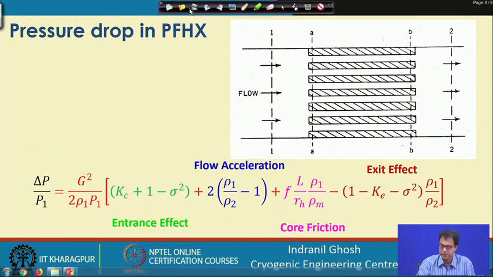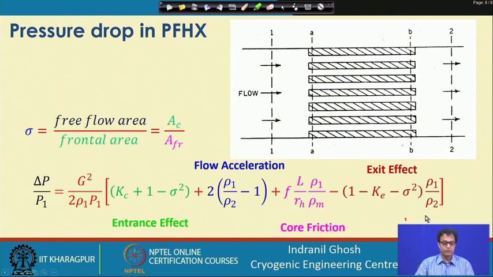Now we will look into this sigma, which, as we have told you, is the ratio between the free flow area and the frontal area, and we define it as A c by A frontal. Most of the time we have an idea about the frontal area of the heat exchanger, and sometimes it is specified. You will find that the sigma value will be given, and from there we may have to calculate the free flow area. Or sometimes we have the idea about the free flow area, and the ratio gives us the sigma value.